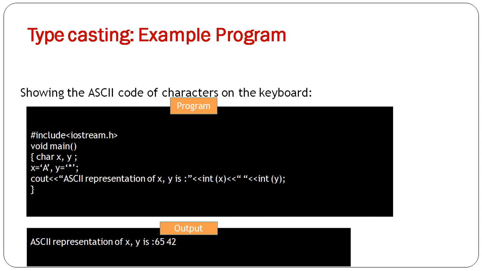The next example: char x and y are given, x equal to capital A and y equal to star. The representation is like int of x. Int of x, as we know, the value of capital A is 65, so 65 is displayed. Similarly int of y. For symbols also we have some values, and that value is displayed here. Thank you.